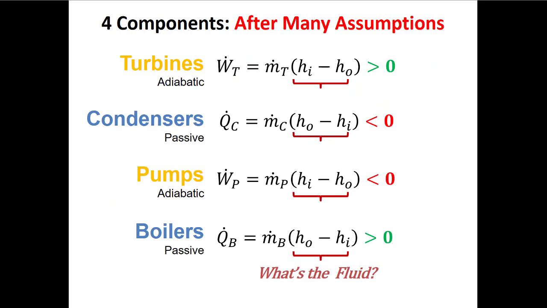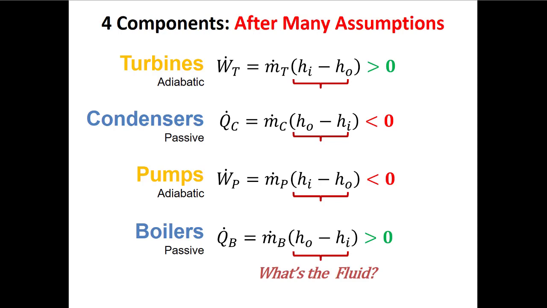After I do that, I'll get equations that look like this. If I'm talking about turbines and pumps, I'll have mass flow rates times H in minus H out. And if I'm trying to find a heat transfer rate, I'll have the mass flow rate times H out minus H in. After I get to this symbolic part of my solution, I have to ask myself, well, what's the fluid? And in this case, if you're talking about a Rankine cycle, the fluid is going to be water or something like water, where we're moving back and forth across the vapor dome.